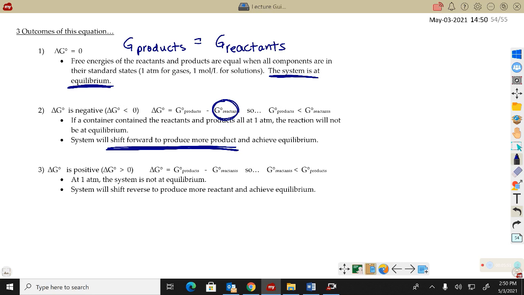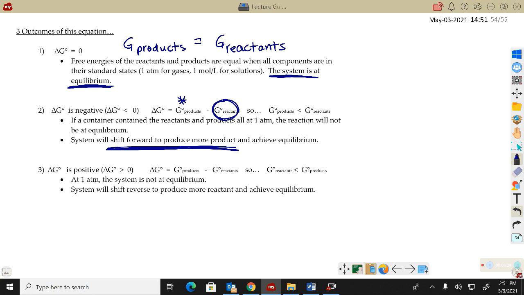But eventually, if I want to reach equilibrium, I want these two to be equal. So I want less reactant, more product, until I get to a point where the energy of the products equals the energy level of the reactants. Then I am at equilibrium. So if the energy level of the reactants is too large, then we're going to shift forward and try to make more product.